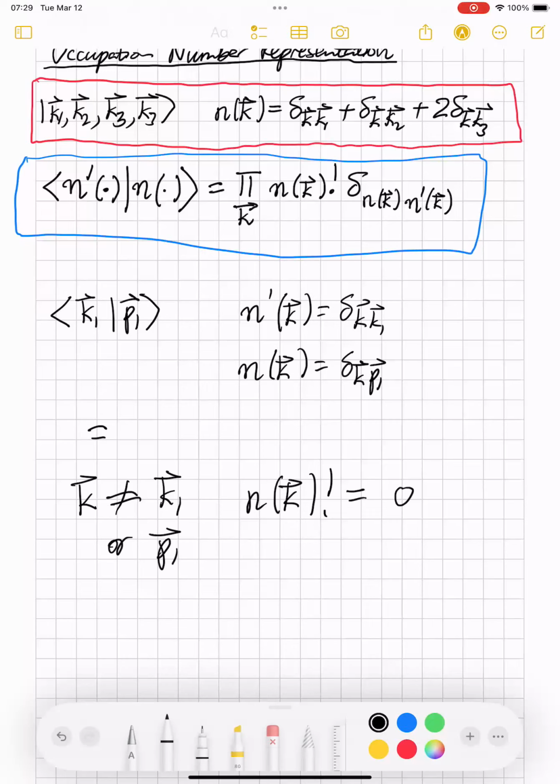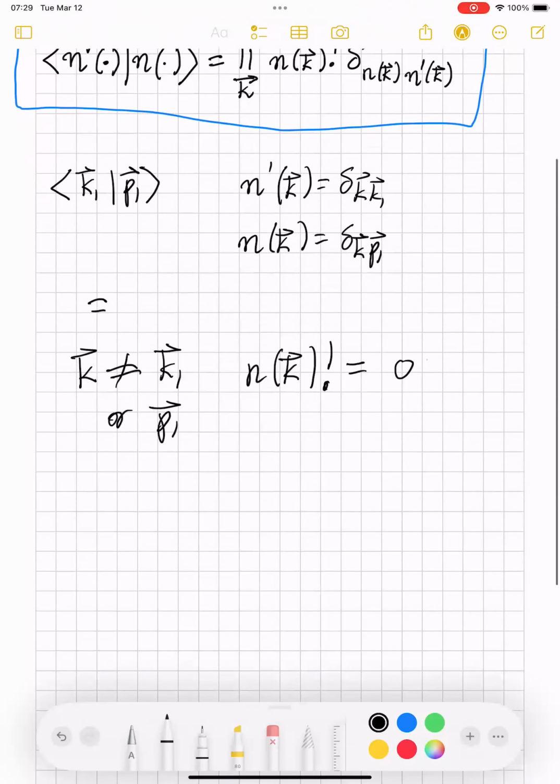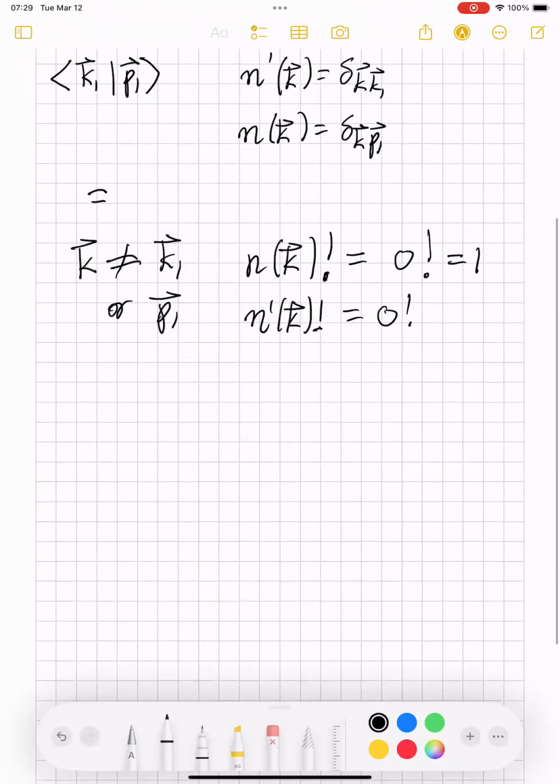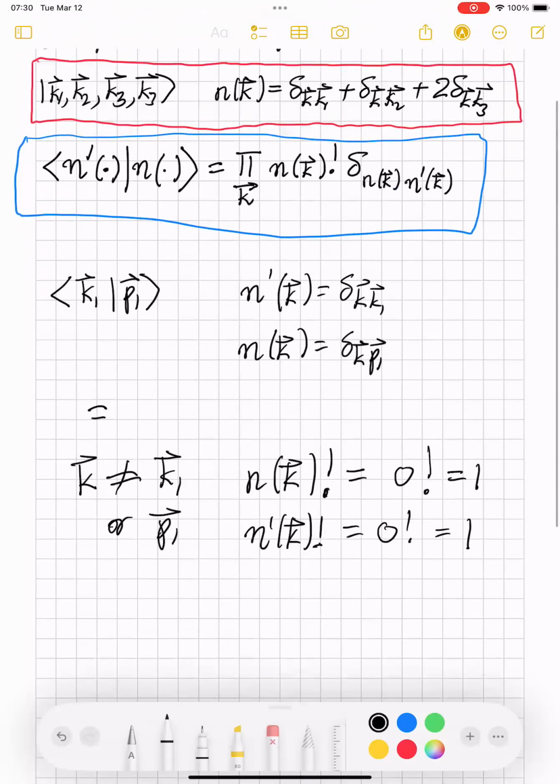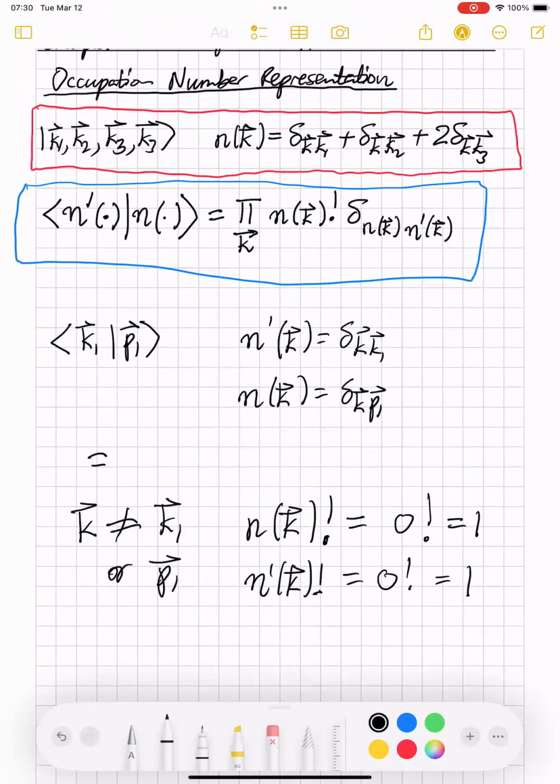We have to calculate n of k factorial, which is naught factorial, which is just a 1. So we'd get a 1. Similarly, for n primed of k factorial, we'd get naught factorial because k is not equal to k1, and that's 1. So whenever we're at a place where the occupation number vanishes, n of k prime is 0. If we look at what is delta n of k prime, well, it's delta naught naught. So that's a 1. So any states that are not occupied, the right-hand side just gives us a 1 in the product, and that's fine.